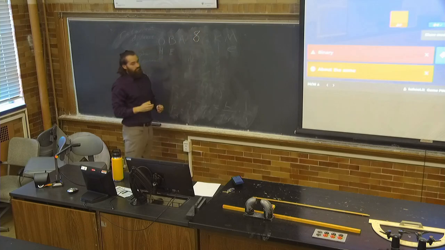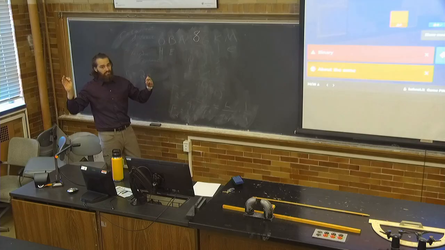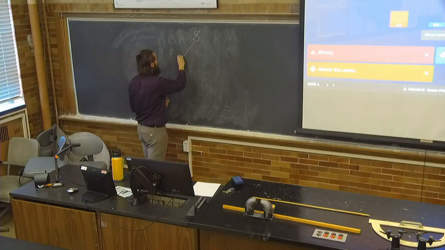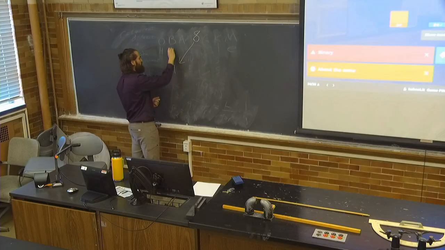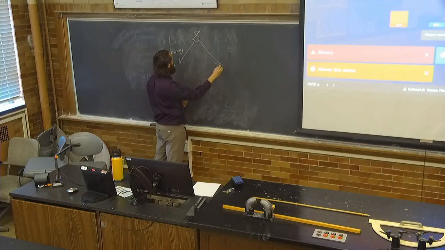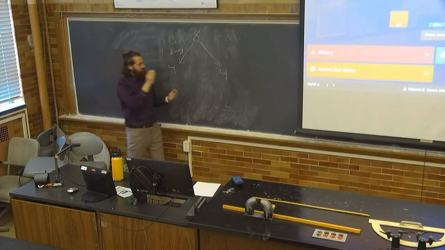Okay, so there's 8 stars. Half of them are in binary systems. So there's 4 that are in binary, and then there are 4 that are in not binary systems. Let's say single star systems.